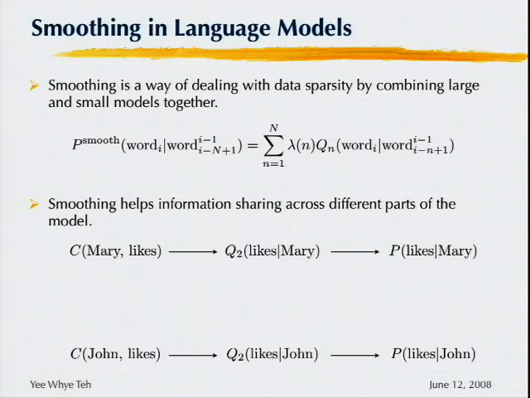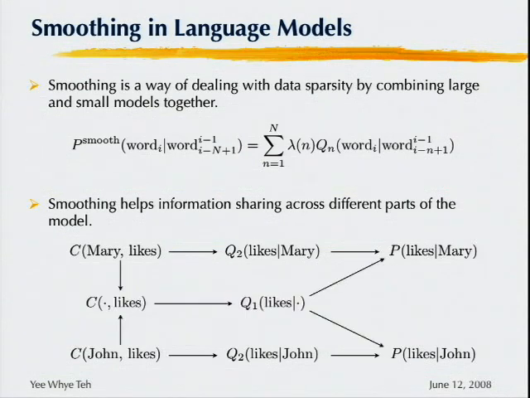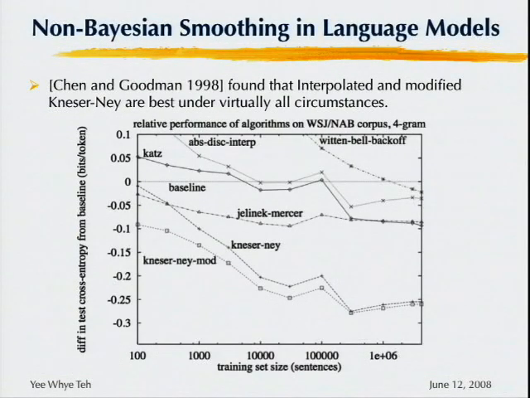Okay. I'll skip this bit. So it's a really rich literature, and I guess Chen and Goodman did a really nice review of the state of the art of smoothing algorithms, I guess 10 years ago. And they found that interpolated Kneser-Ney and modified Kneser-Ney were the best smoothing algorithms that they had at the time, right?